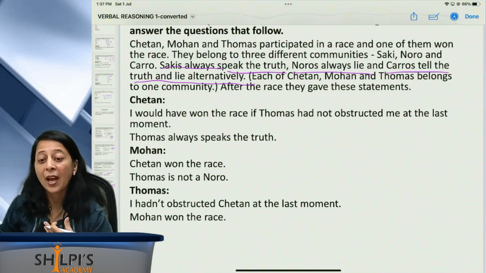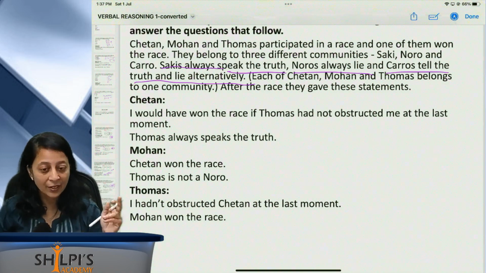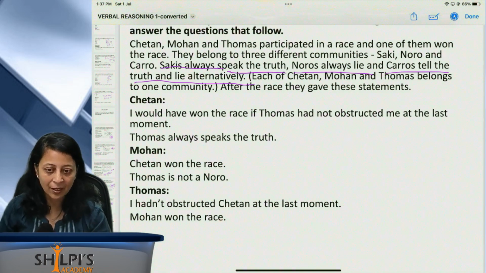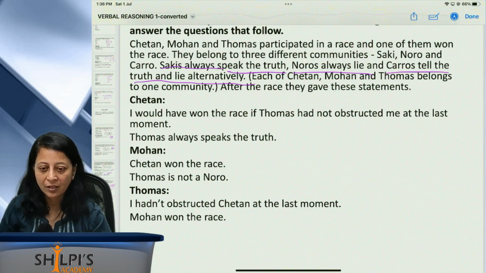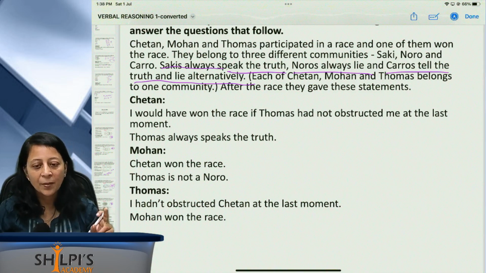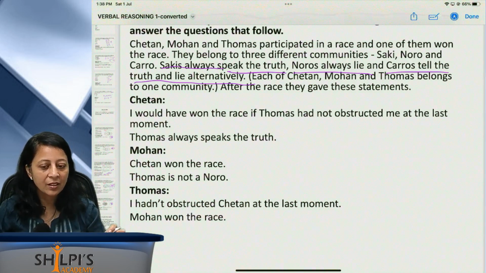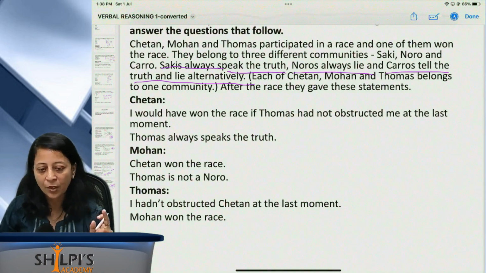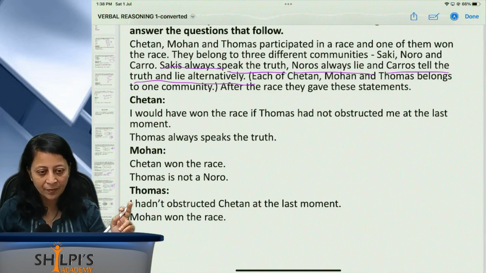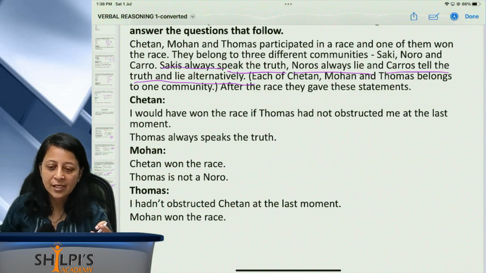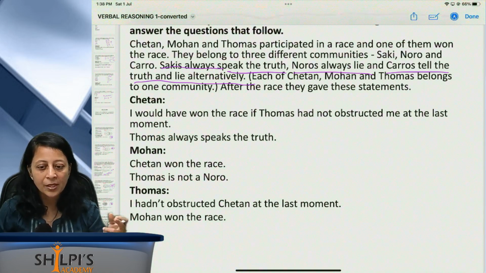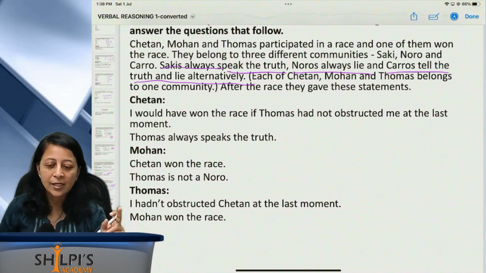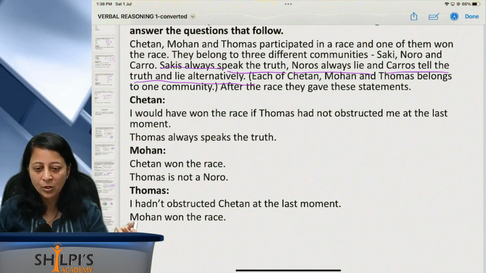Chetan says, I would have won the race if Thomas had not obstructed me at the last moment. Thomas says, I had not obstructed Chetan at the last moment, and Thomas always speaks the truth. So Chetan thinks that Thomas had obstructed him, but Thomas says he hadn't. Mohan tells that Chetan won the race and Thomas is not a Noro, meaning Thomas is not a liar. So, who won?